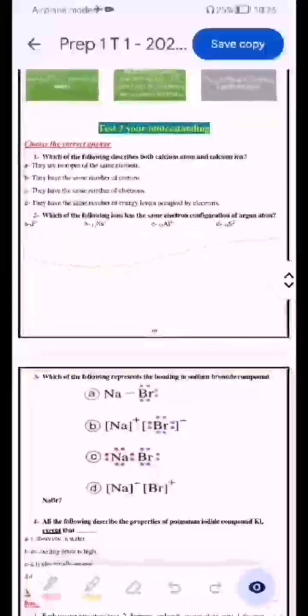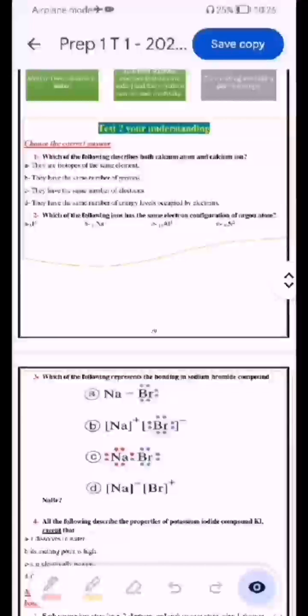Test your understanding. Number one, which of the following describes both a calcium atom and a calcium ion? They are isotopes? No, they're not isotopes. Number two, they have the same number of protons, as we said, the atom and ion are equal in the number of protons. Nucleons don't change. Protons and neutrons don't change. So the correct answer is B. Okay? B.